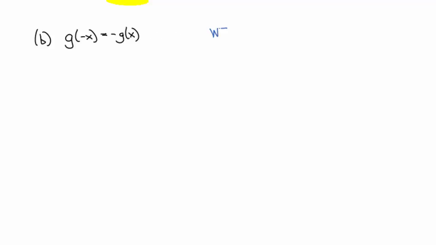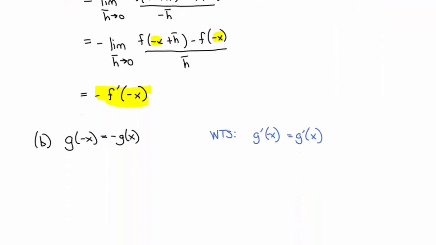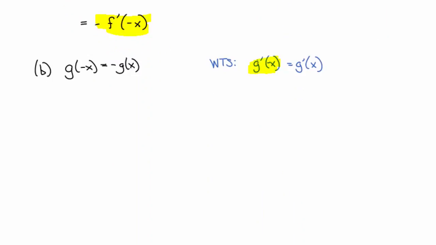In blue, we want to show that the derivative of an odd function is an even function. That's what we want to show. So we want to show that g prime of x is just g prime of negative x. And this one, I'm going to start with g prime of negative x, because in the previous proof I started with f prime of x and ended with negative f prime of negative x. This time I'll go the opposite direction just to show you how it's done. I'm going to start with g prime of negative x, and I'm going to end with g prime of x.